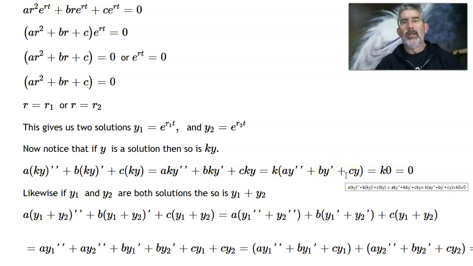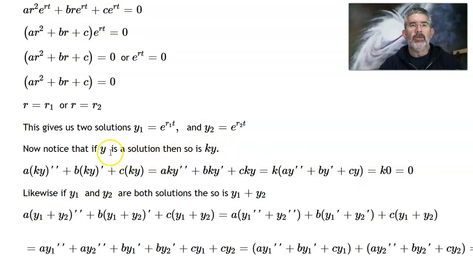Well, that stuff on the inside of the parentheses is what you would get if you plugged y into the left-hand side of that equation. And we know that y is a solution to that differential equation, right? So we're assuming y is a solution, which means that the stuff inside the parentheses is equal to 0. And what I have is k times 0, which is also 0, which tells me that ky is a solution to that differential equation. Okay.